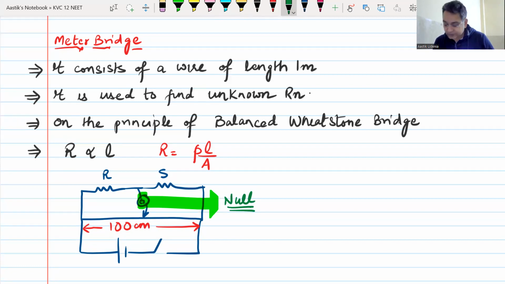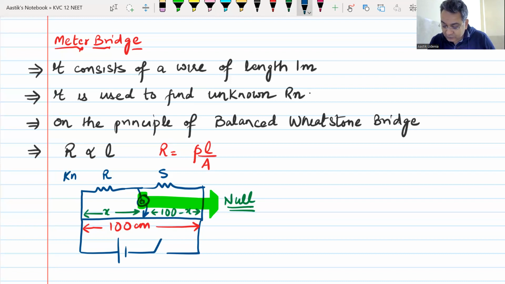Yes, sir. Now, if the length of this segment is x, then what will be the length of the other segment where you get the null point? It will be 100 minus x. Yes or no? Yes, sir.